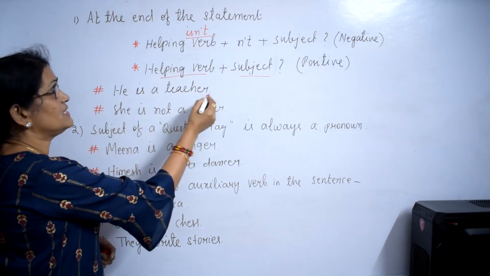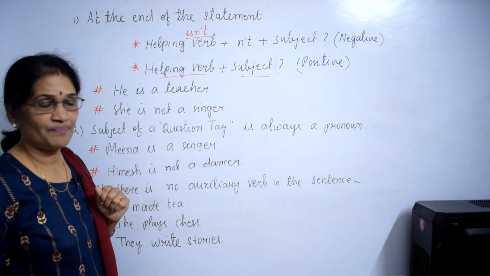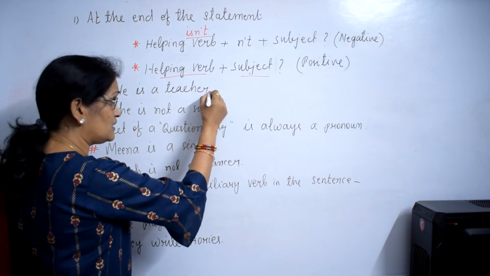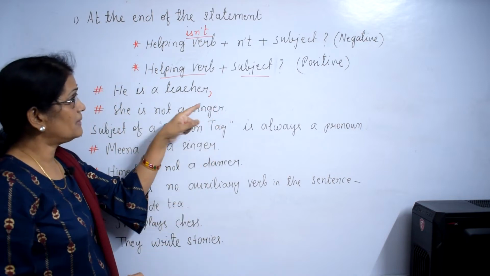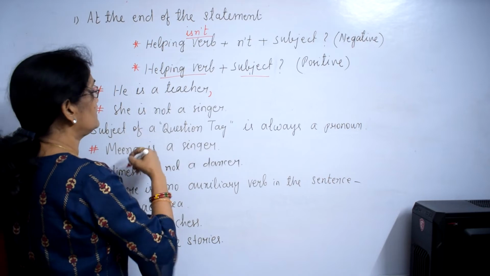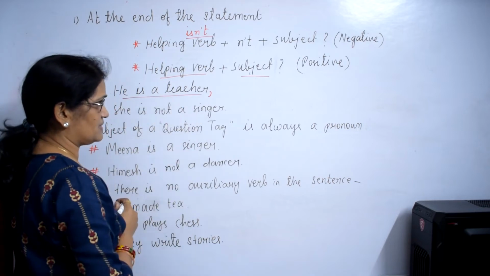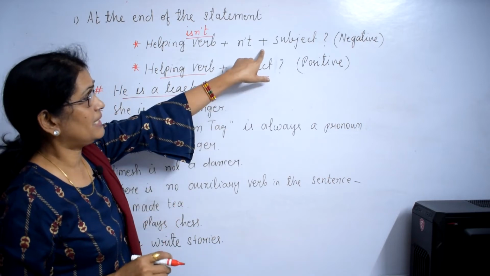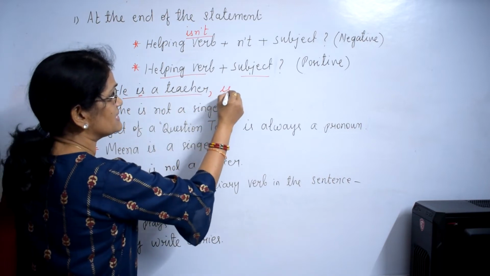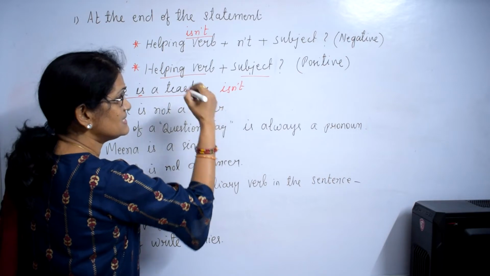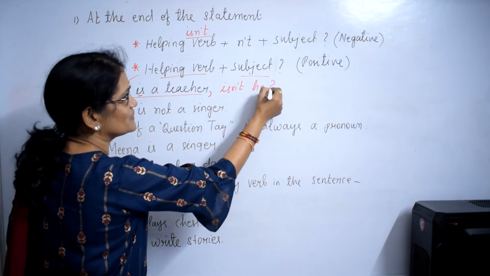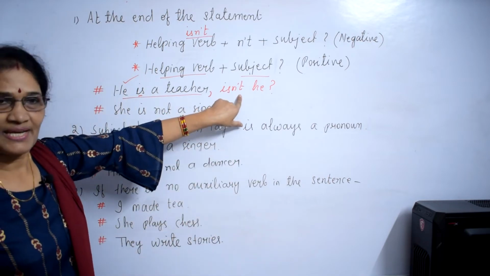So he is a teacher. This is one statement. How you add tag? At the end of this statement, we convert full stop into comma. Okay, he is a teacher. This is one positive statement. What do you want? Negative tag. So is helping verb is here. So isn't. Isn't he, is the subject? Isn't he? Question mark. That is question tag.